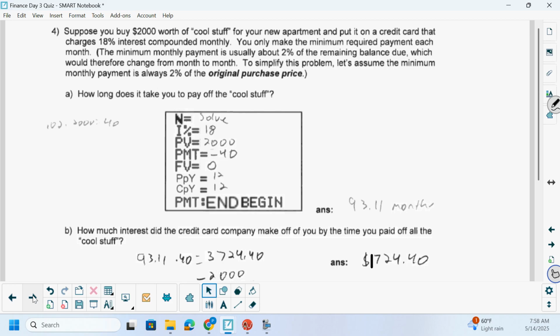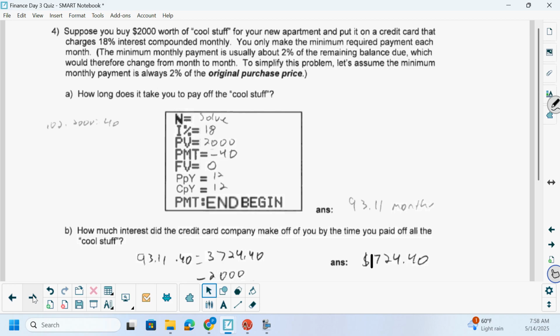So you bought $2,000 of stuff on the credit card. So that money is essentially coming into your wallet when you charge it on the credit card so that you can then use it to buy stuff. We've got 18% interest. If we did 2% of 2,000, that would be $40. So that's our monthly payment. So we've got the minus 40 there, and we want to eventually pay it off.